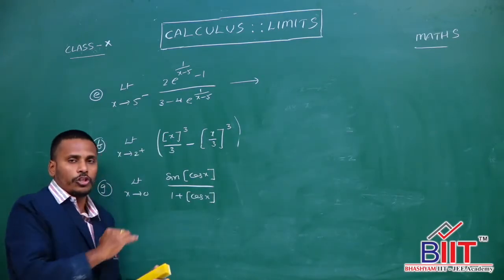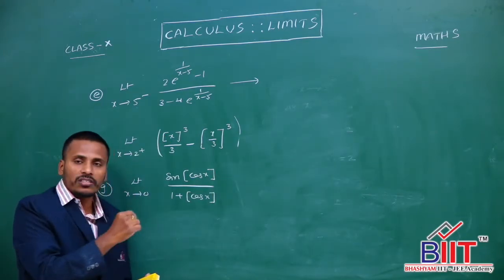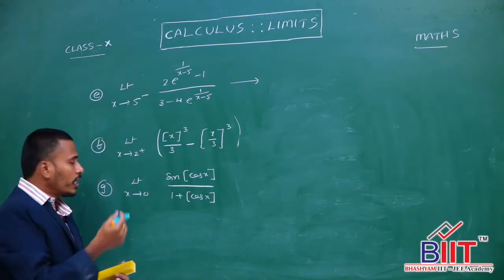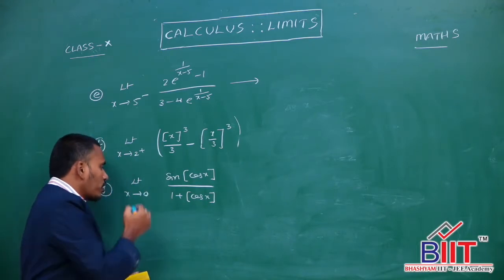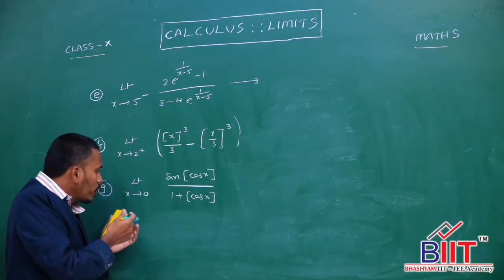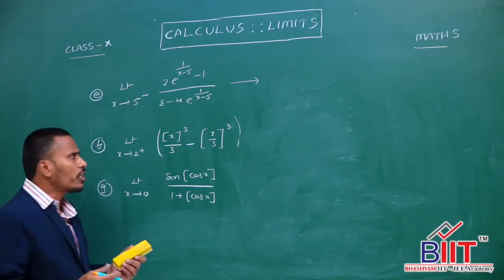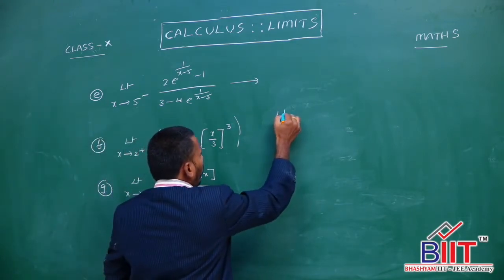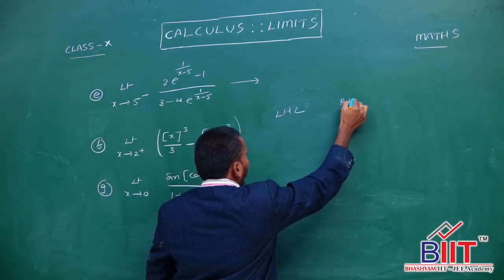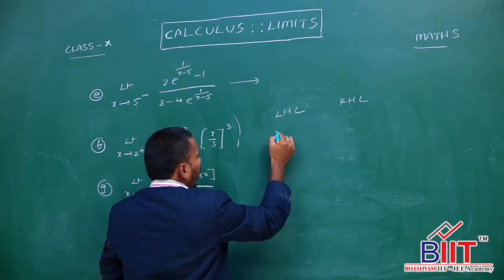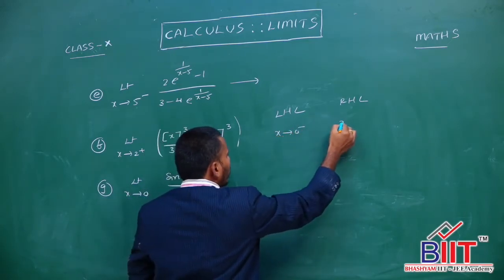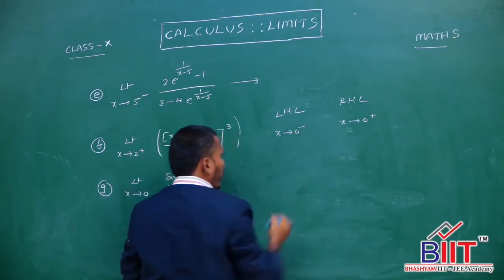Limit x tends to 0, sin of step cos x by 1 plus step cos x. Here x tends to 0 is asked. The question is not mentioning left and right limits. You just think about both left and right limits, okay? Left hand limit and right hand limit.